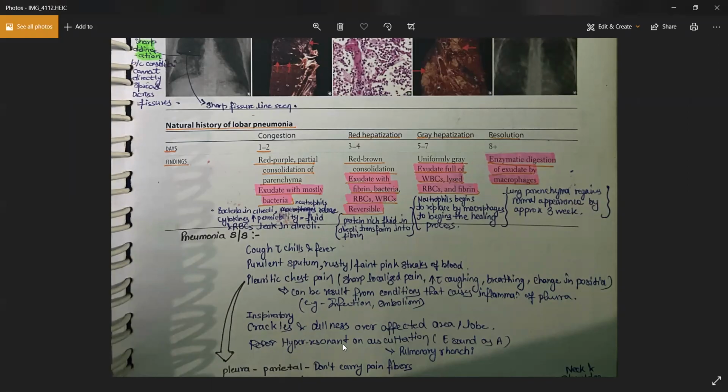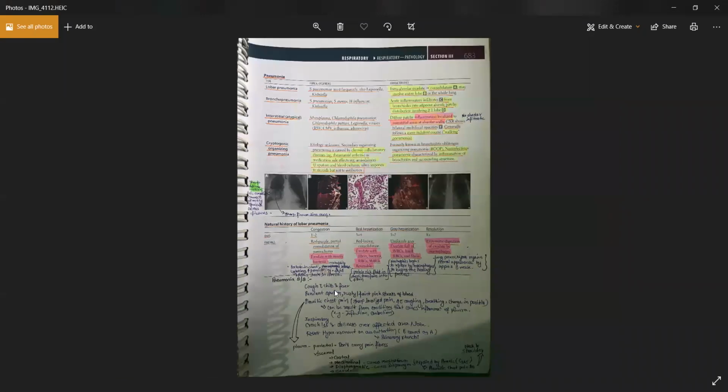So these are all the findings or symptoms you will see in a patient having pneumonia. And again, you will perform the percussion test, dullness will be seen, and bronchial breath sounds will be there, right? And what are the other findings? You will have increased vibrations, right? And X-ray will support your diagnosis. So any doubt on pneumonia?